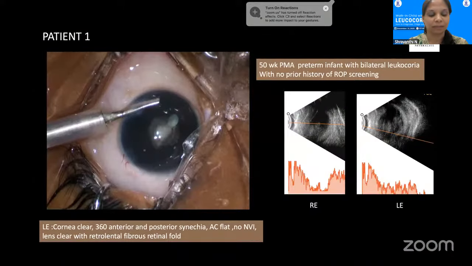Coming to patient number 1. This is a case of a 50-week postmenstrual age preterm infant who presented with bilateral leukocoria with no prior history of ROP screening. On the left-hand side, we can see the anterior segment of the left eye where the cornea is clear and there was 360-degree anterior and posterior synechia. Anterior chamber is flat and no NVI was noted. The lens was clear with retrolental fibrous retinal fold. On the right-hand side, we can see the B-scan showing moderate to high reflectivity vitreous echoes of funnel-shaped configuration, which suggested stage 5 ROP.